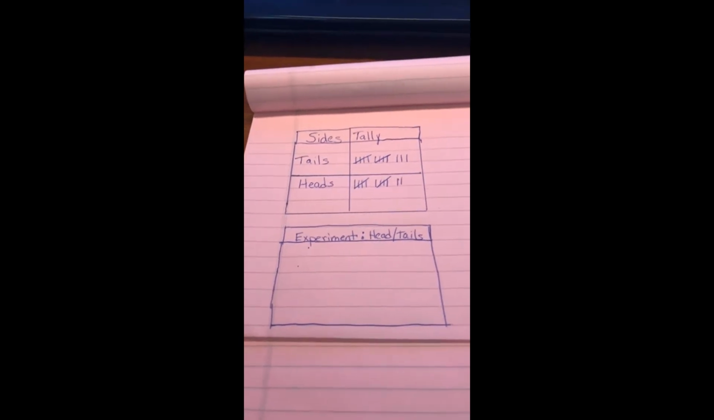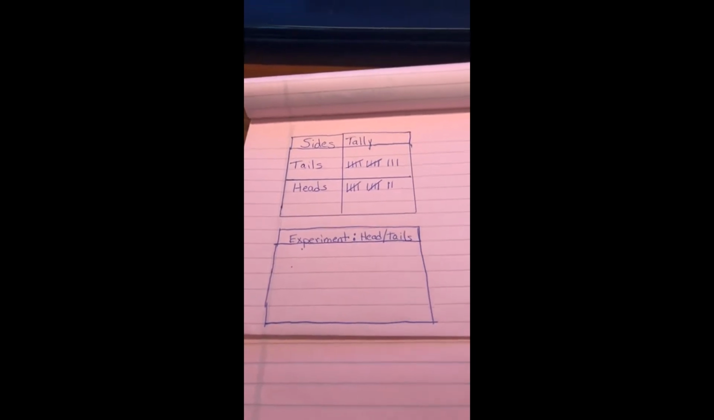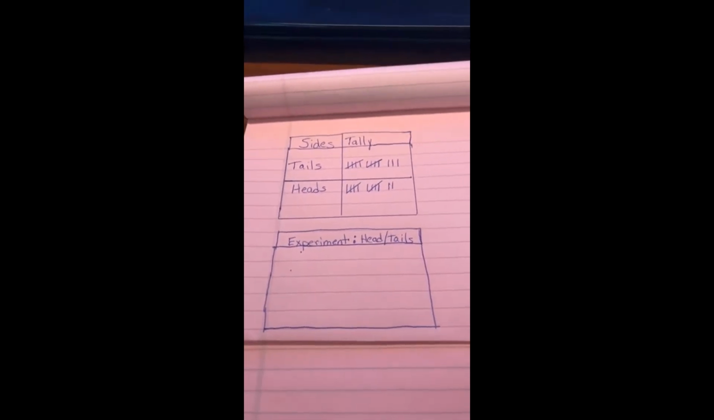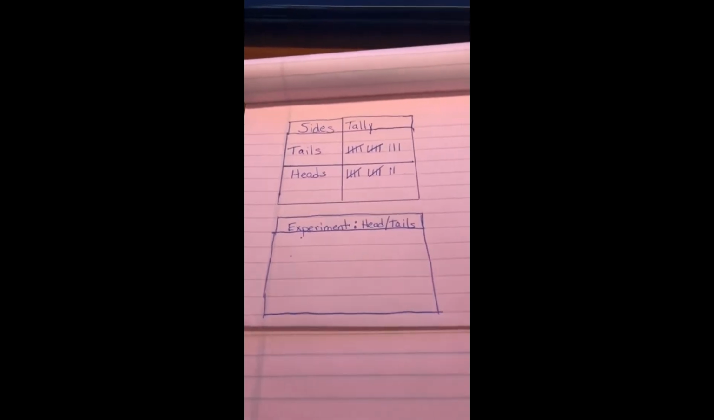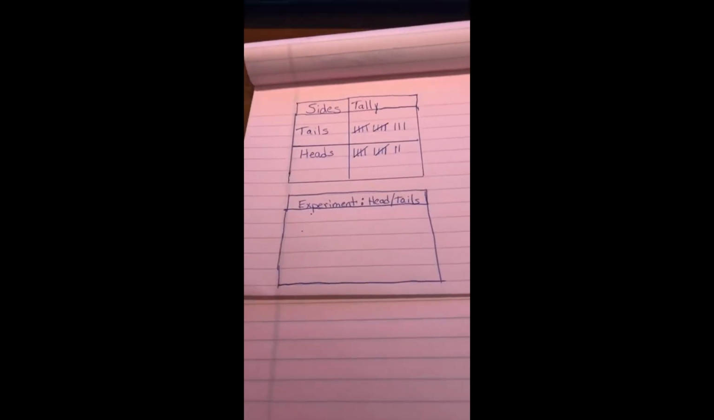Okay, so in the beginning of the chapter, we talked about the different types of graphs: pictographs, line graphs, line plots, bar graphs, and circle graphs. And we said that certain ones were more useful in different situations. Some you could use in any situation, but some lent themselves better to other situations.